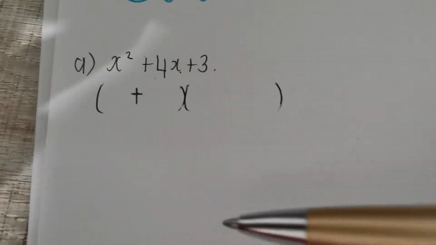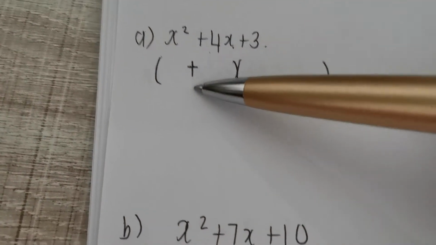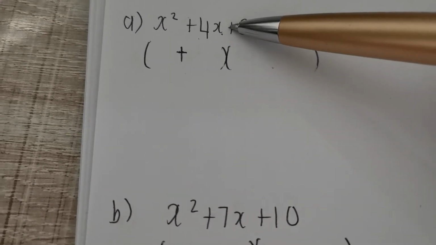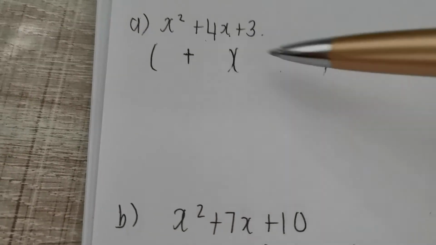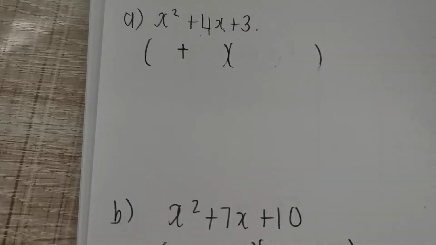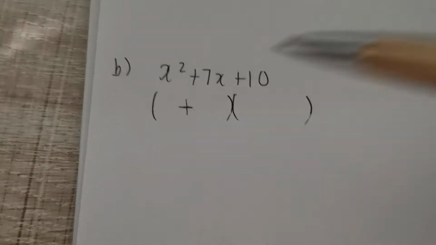Okay, to get the second bracket sign, now follow with me. Positive times what will give me a positive? Now you need to remember from your integer rules. Let's start again. Positive times what will give me a positive? The answer is positive. Okay, let's do the next one.